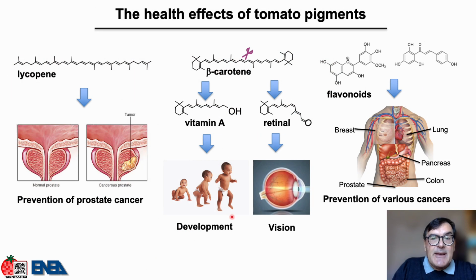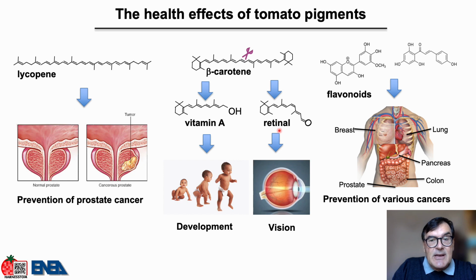The pigments of tomato are not only beautiful to see, they are also healthy. Let's start with lycopene. Several epidemiological studies have established that a high lycopene intake protects adult men from prostate cancer. Beta-carotene is even more important. In our body, it is transformed into vitamin A, which is essential for normal development, as well as into retinol, which is essential for vision.